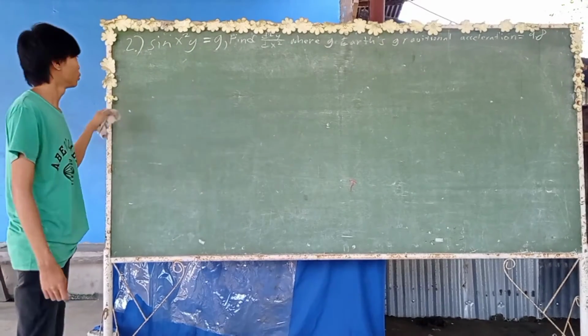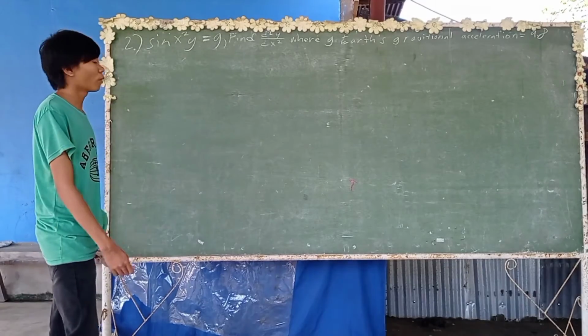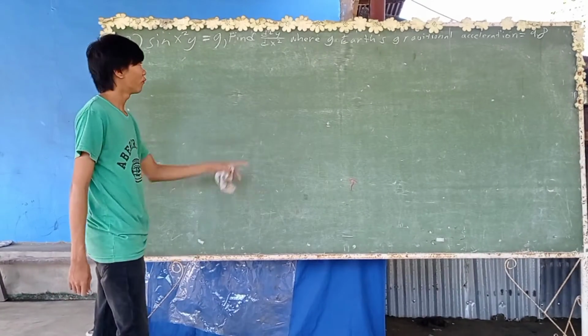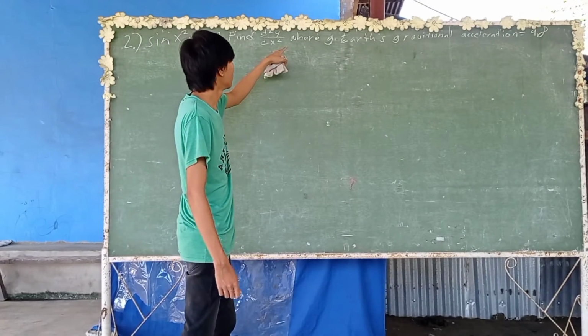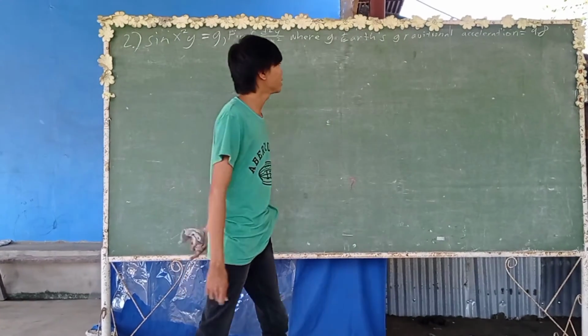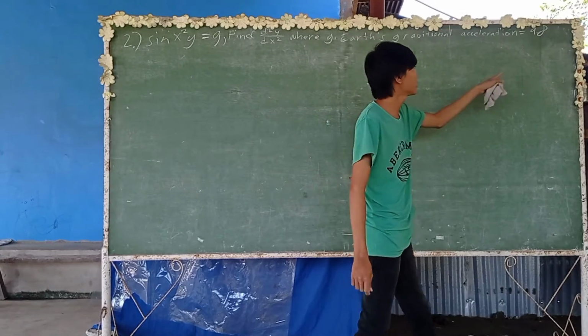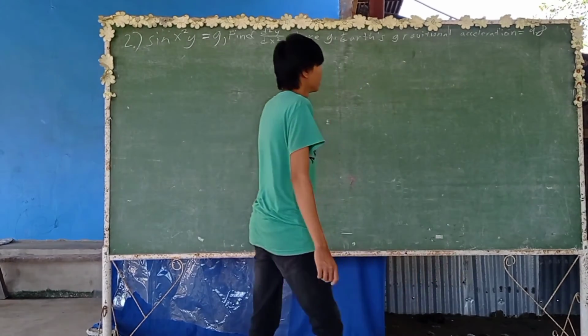This is number 2. Sin(x squared y) is equal to g. Find d squared y over dx squared, where g, Earth's gravitational acceleration, is 9.8.